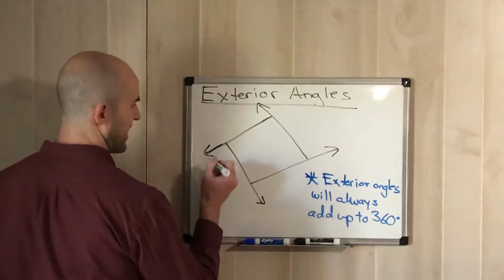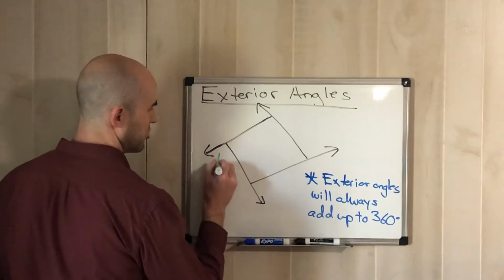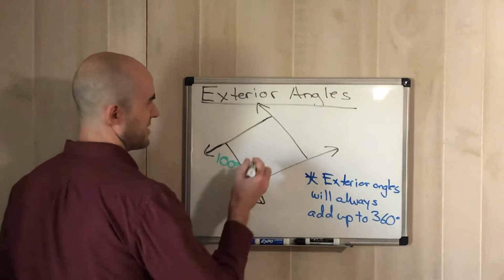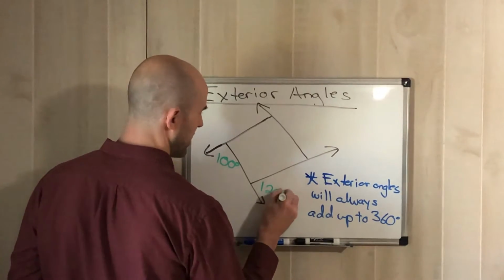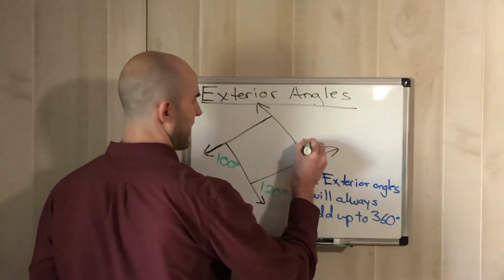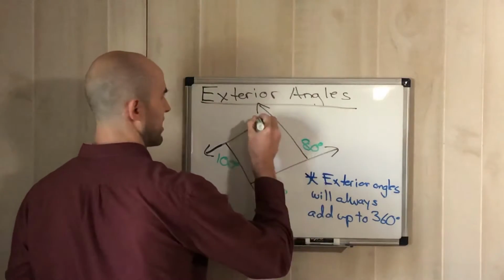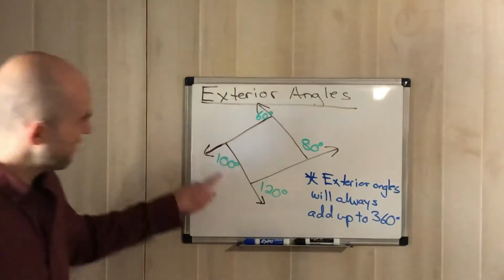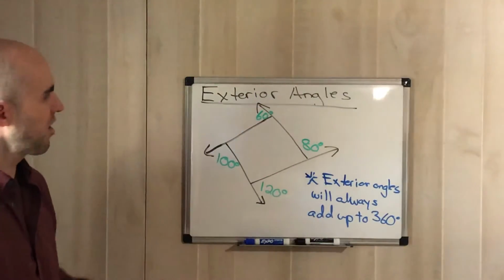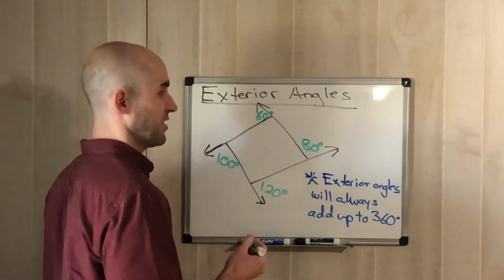So it's that whole idea of, let's say that this is 100 degrees, right? This then, let's say that's going to be 120. This here will make it 80. This here, we can make it 60, right? And again, the whole idea is, whenever we add up these four angles, they're always going to add up to 360.